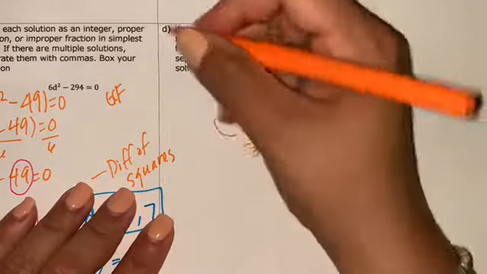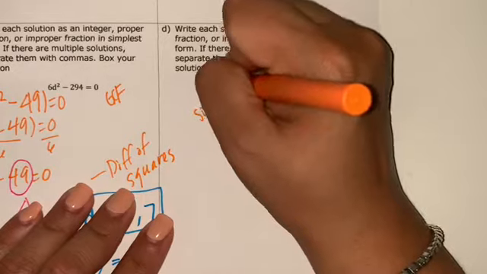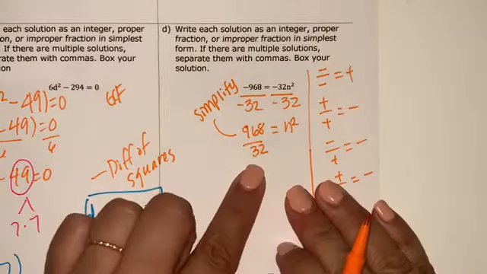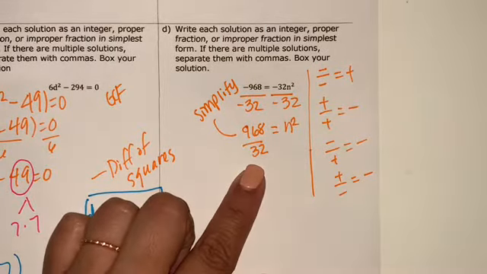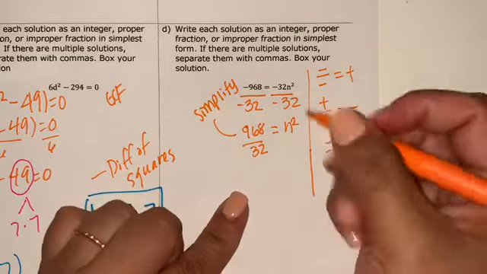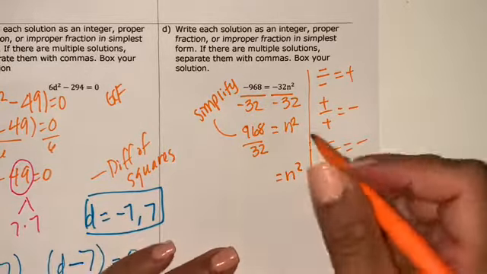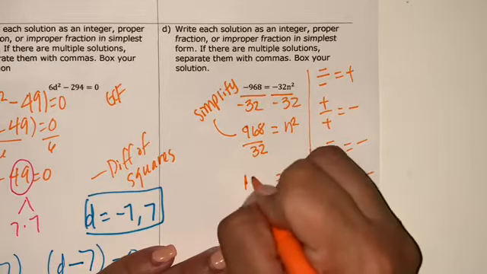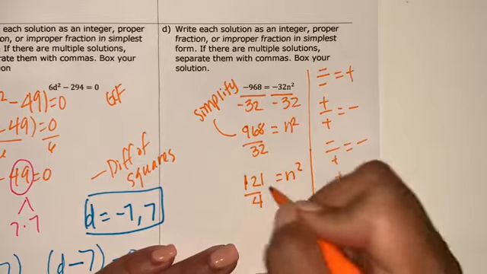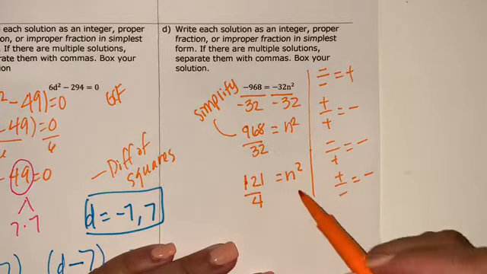And I want to simplify this. The way I'm going to simplify is by reducing. I know that 8 goes into both of these numbers. So I'm going to say n squared is going to be 121 divided by 4. I'm going to take the square root of both sides to get n by itself.